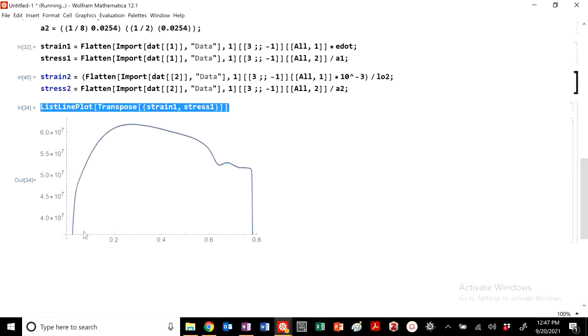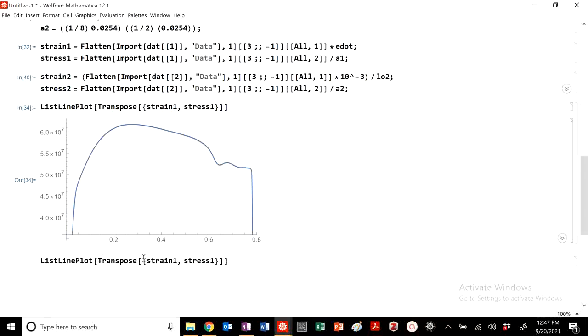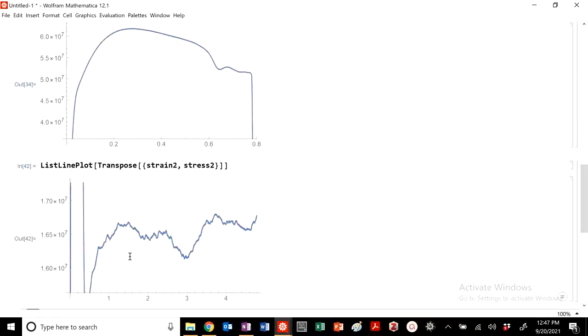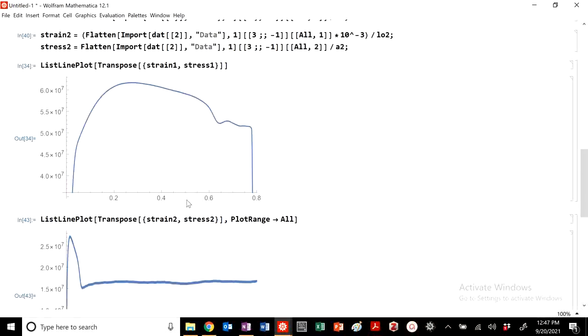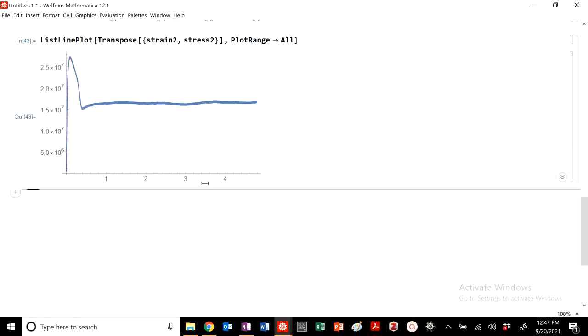And let's go ahead and do that. It's thinking, strain 2, stress 2. Oops, let's do plot range all. Ooh, that's a big boy. So that's a lot of strain.